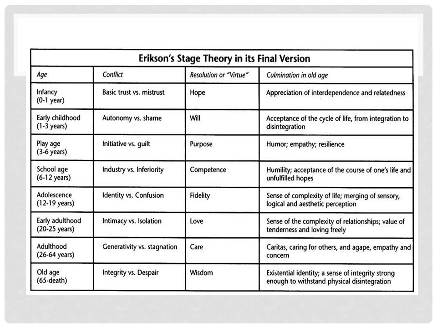All right, so now let's continue to the school age, which is 6 to 12 years old, that's industry versus inferiority. Here, the virtue is competence, and the culmination in old age would be humility, acceptance of the course of one's life, and unfulfilled hopes. During this age, the child goes to school and mingles with his or her classmates. The question is if the child was able to conform with the environment.